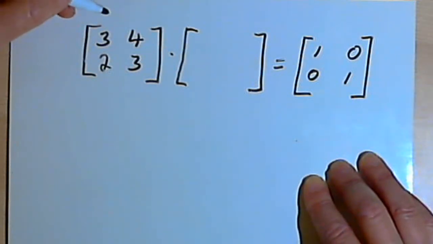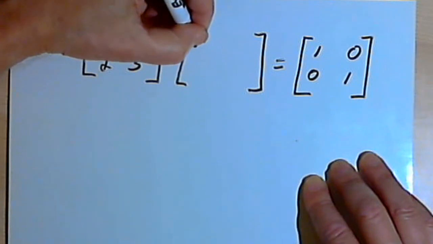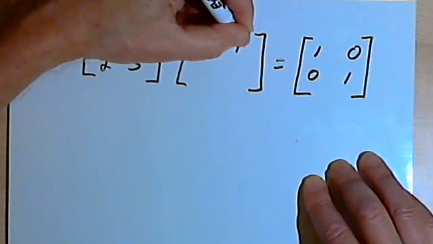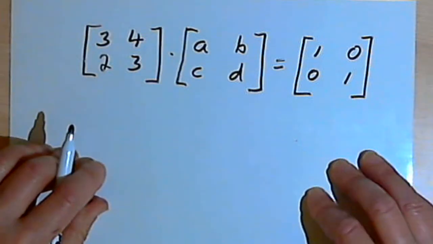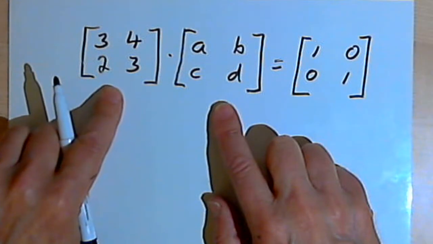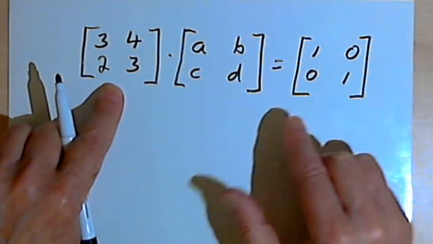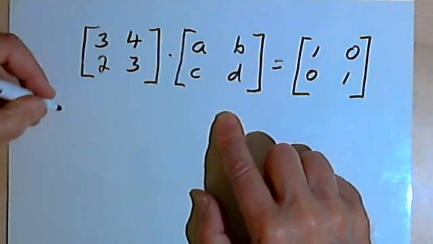Well, in algebra, when we don't know what something is, we usually give it a letter. So I'm going to take this second matrix and fill it in with letters. I'll fill it in with A, B, C, and D. And now I've got two matrices. They're both filled in. So I'm going to multiply them together, and they will equal the identity matrix. So here we go.